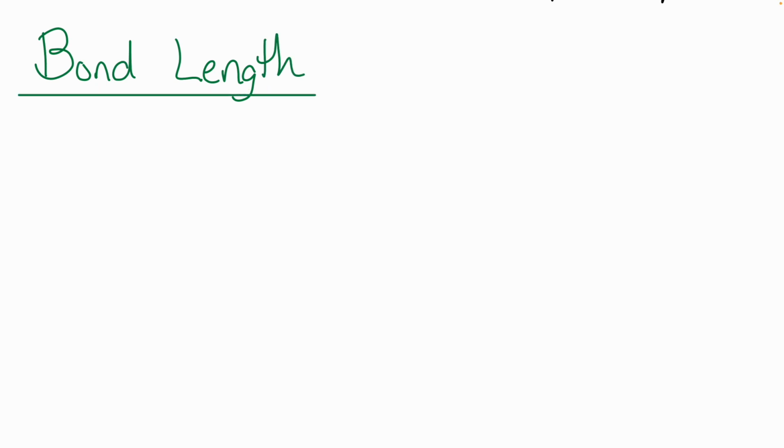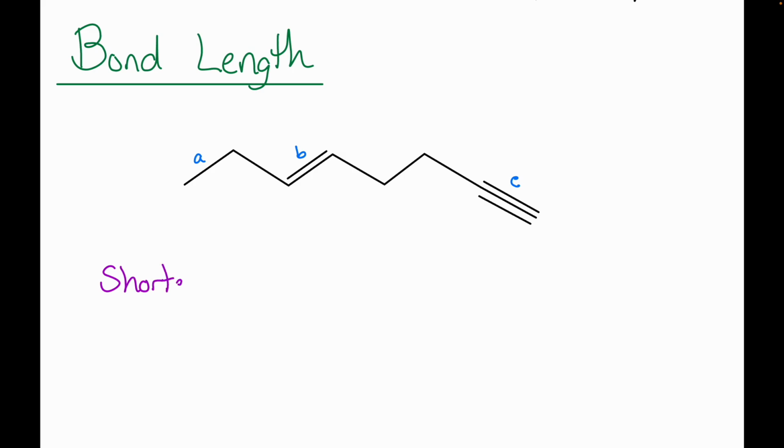Now let's talk about something that you would have talked about all the way back in general chemistry: bond lengths. If I have an example molecule here, and I want to know within this molecule, bonds A, B, and C, we want to rank these from shortest to longest.